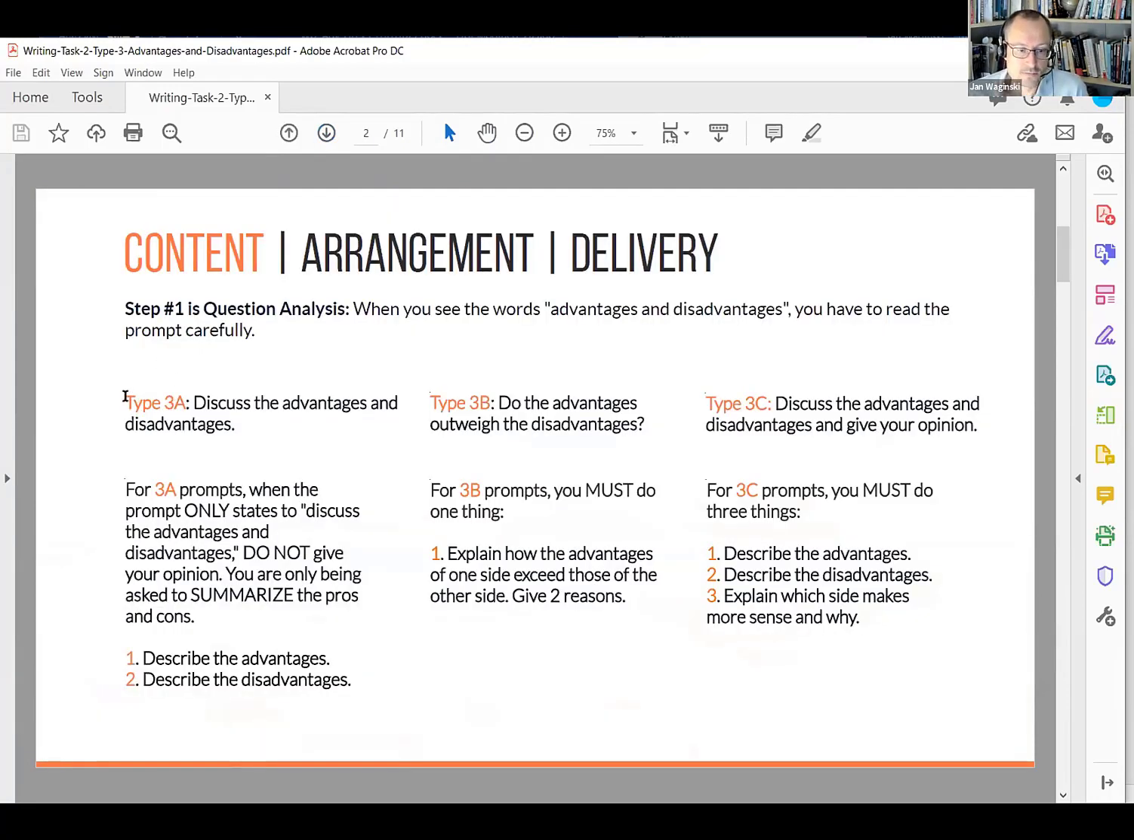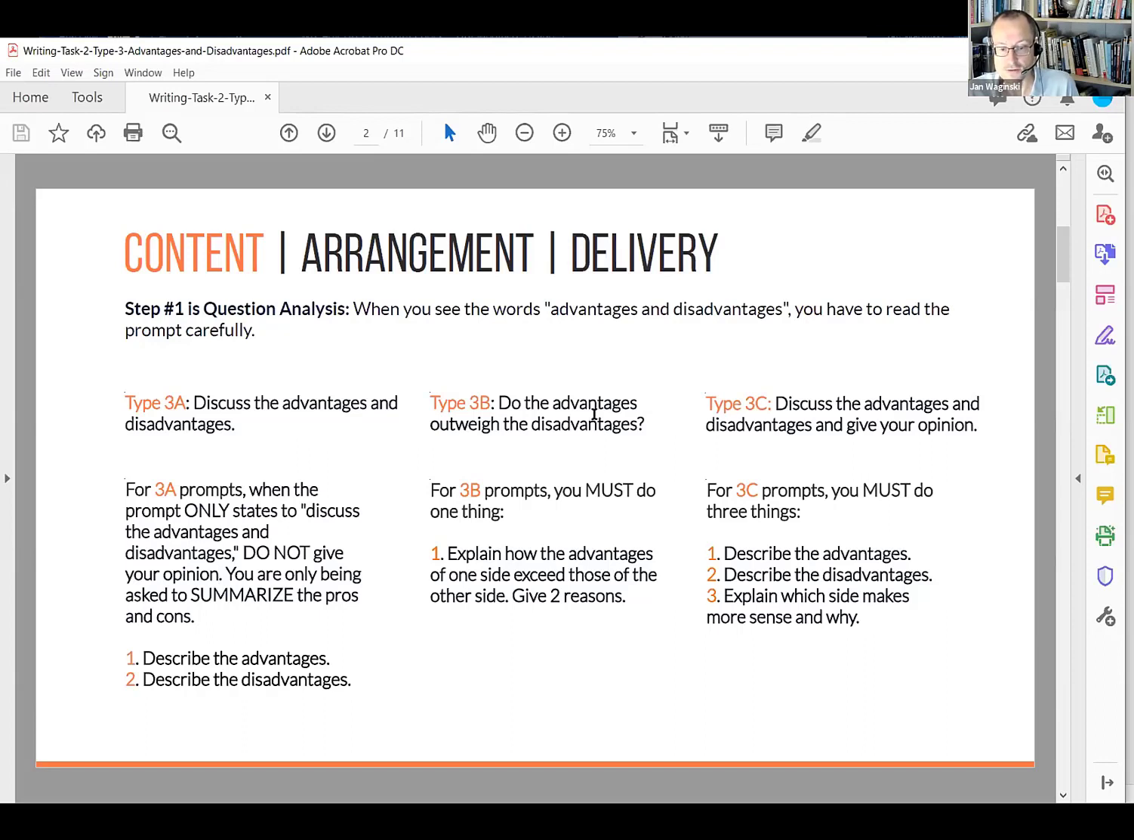So the first one, if you get discuss the advantages and disadvantages, for this type of prompt, do not give your opinion. You're only being asked to summarize the pros and the cons and nothing else. So there's 2 things you need to do. You need to describe the advantages in one body paragraph, and you need to describe the disadvantages in a second body paragraph.